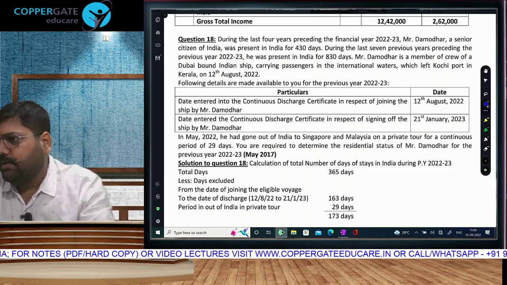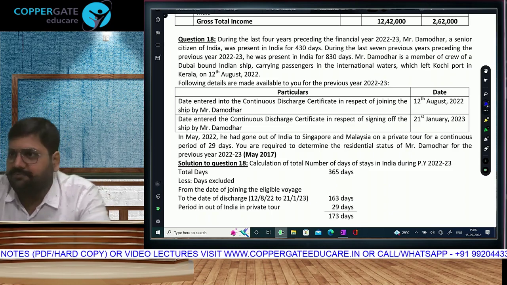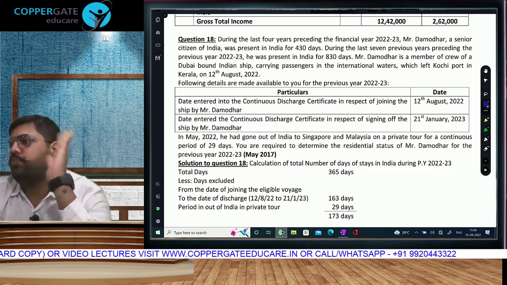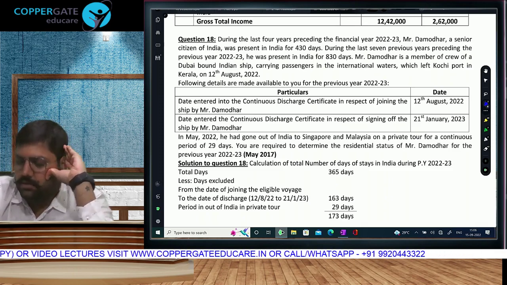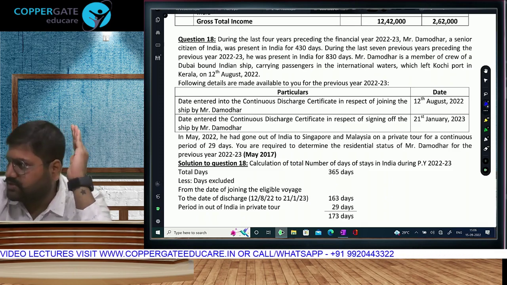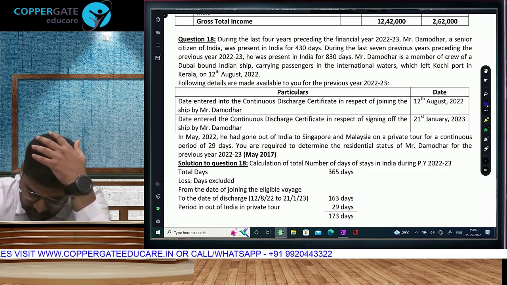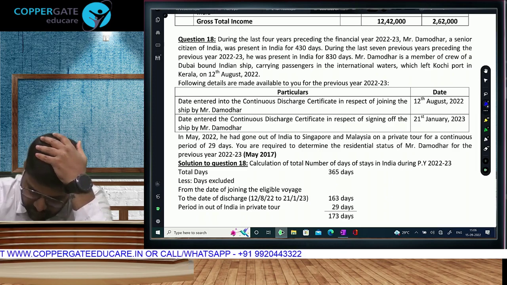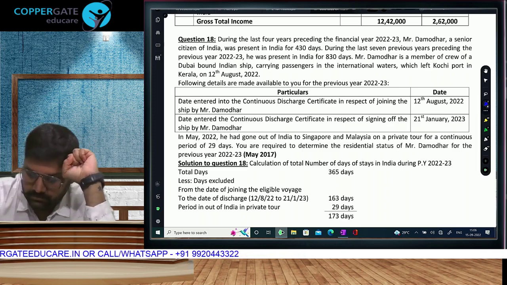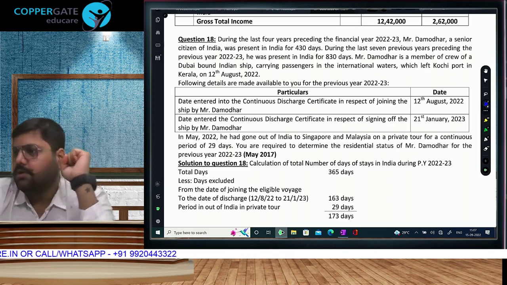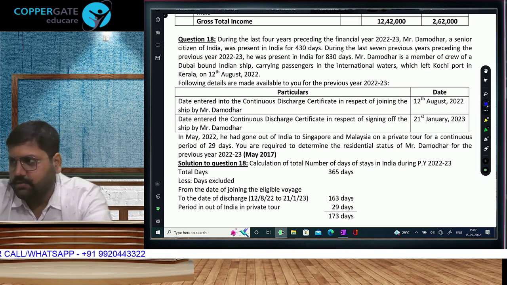Wait. He left on 12th August. So one thing is for sure: April, May, June, July up to 12th August, where was he? India. Okay, fine. After 12th August the ship has gone. That means he has also gone. What is given? Date entered into the continuous discharge certificate in respect of joining the ship by Mr. Damodar. That means the CDC is going to start on 12th of August.